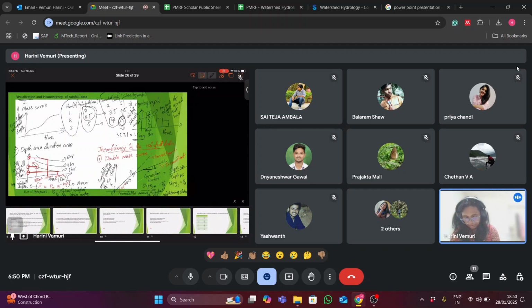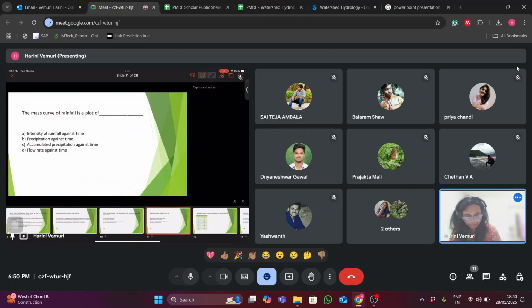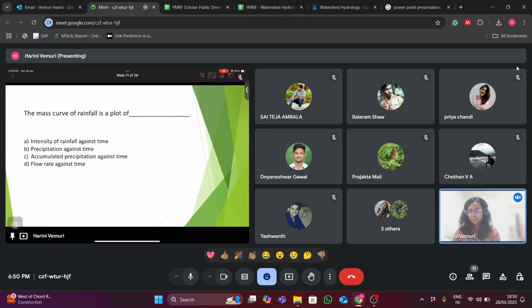So now let's look into a few of the questions. The first question is, the mass curve of rainfall is a plot of, first option, intensity of rainfall against time, second option, precipitation against time, third option, cumulative precipitation against time, fourth option is flow rate against time. Yes, the answer is C. Accumulated or cumulated means the same. Accumulated precipitation against time.